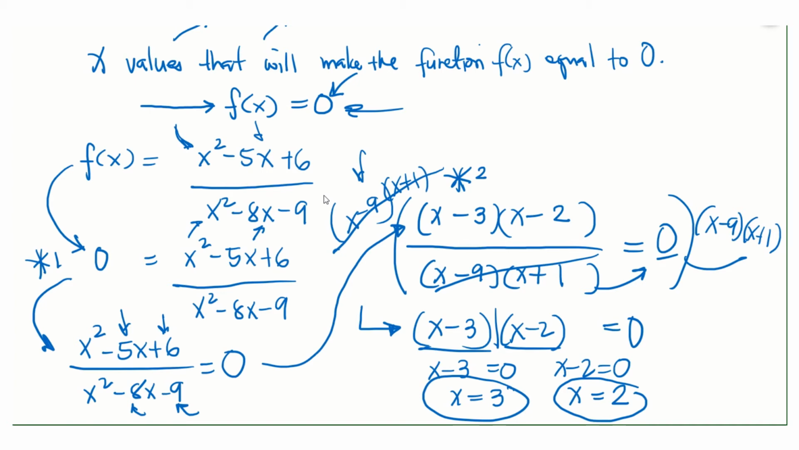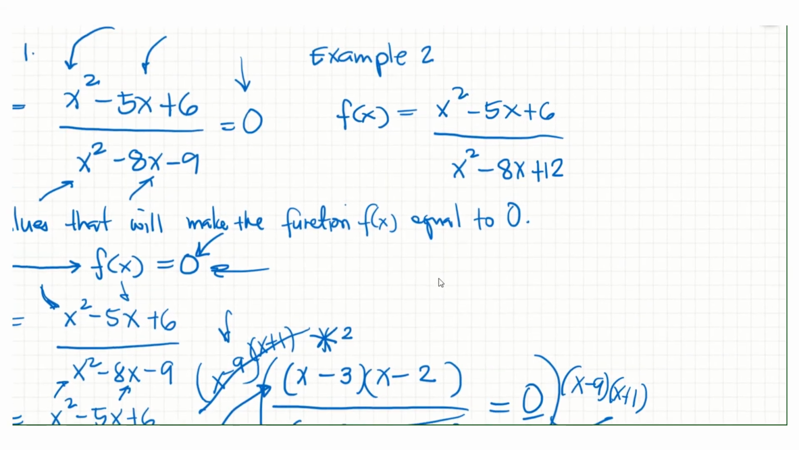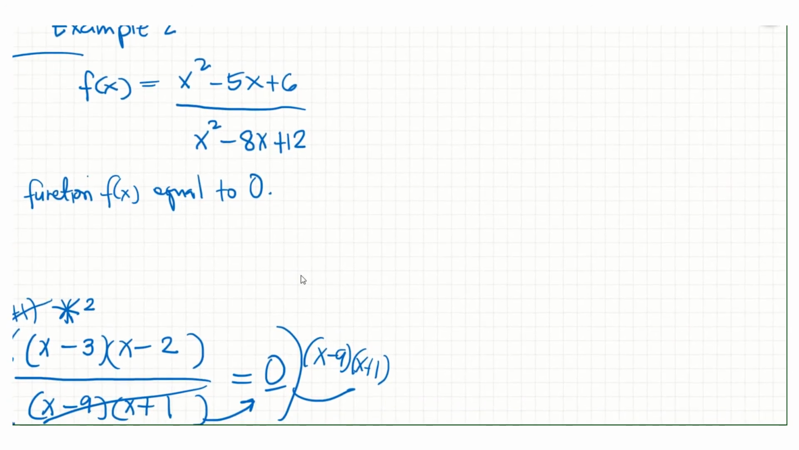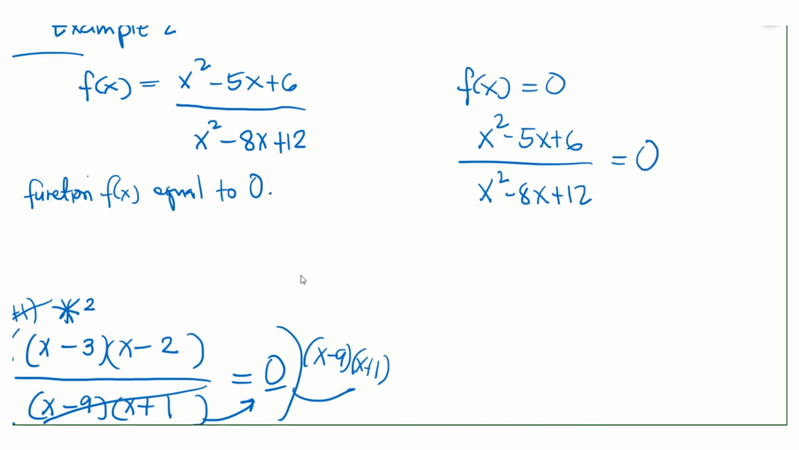Okay, now I have one example here which is very similar in terms of the expression. The second one has the same numerator, x squared minus 5x plus 6, but the denominator is x squared minus 8x plus 12. And I will show you what I was trying to emphasize in the first example. So we follow the same idea. We have to set our f of x equal to 0. That will make x squared minus 5x plus 6 divided by x squared minus 8x plus 12 equal to 0.